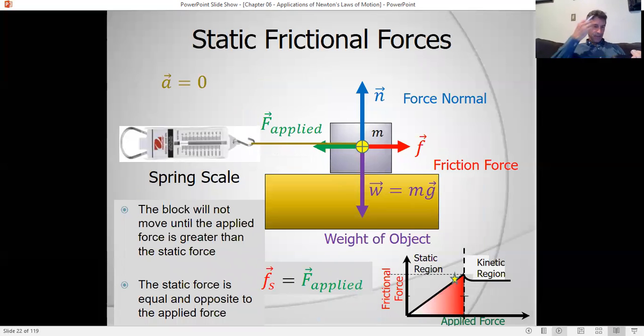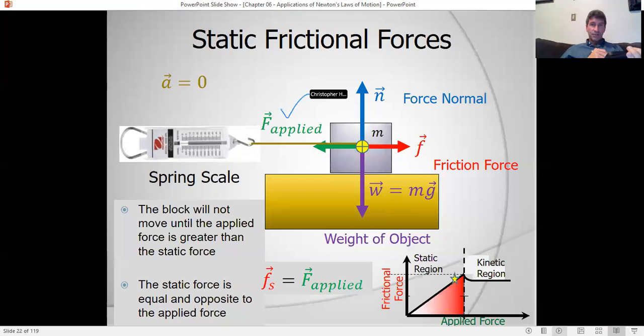Okay, let's take a look at this. Here we're looking at dragging a block on a surface. What are the different forces that we have? We have the weight of the object pulling down as opposed to the normal force. If this is a level surface, the normal force equals the weight. That's easy.